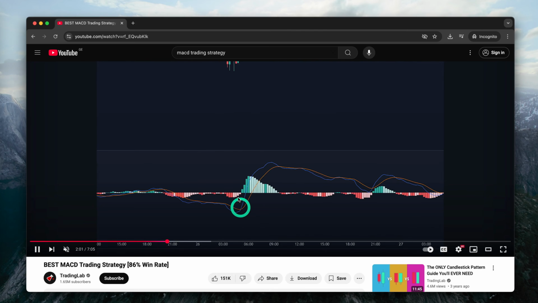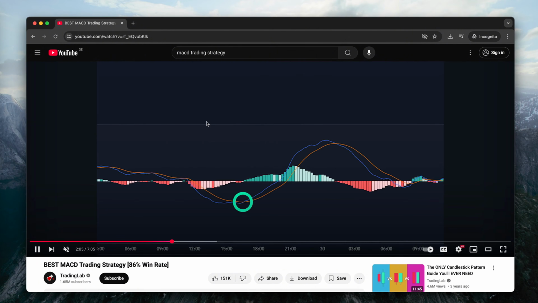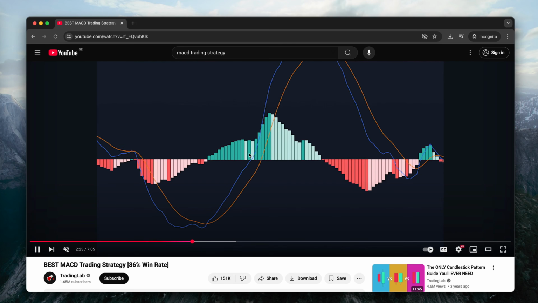So let's discuss the strategy. Of course, there are thousands of combinations of MACD with many other indicators. We will talk about exactly this one, and this is the most basic, the crossover MACD strategy. The primary signal generated by the MACD indicator is the crossover between the MACD line and the signal line.